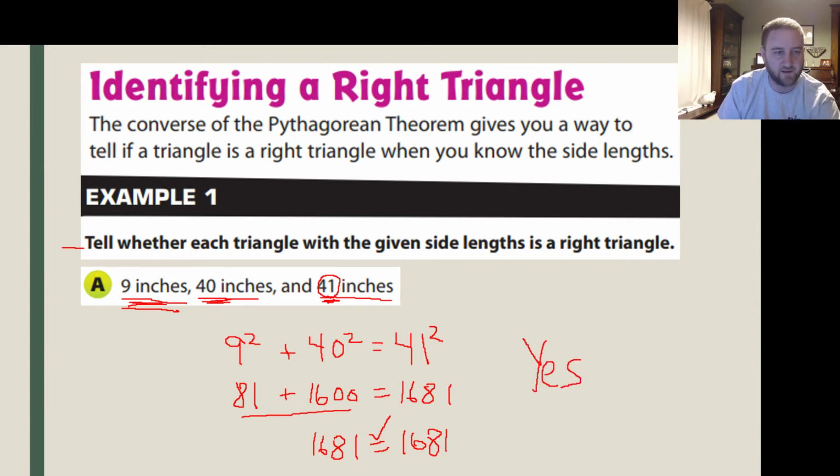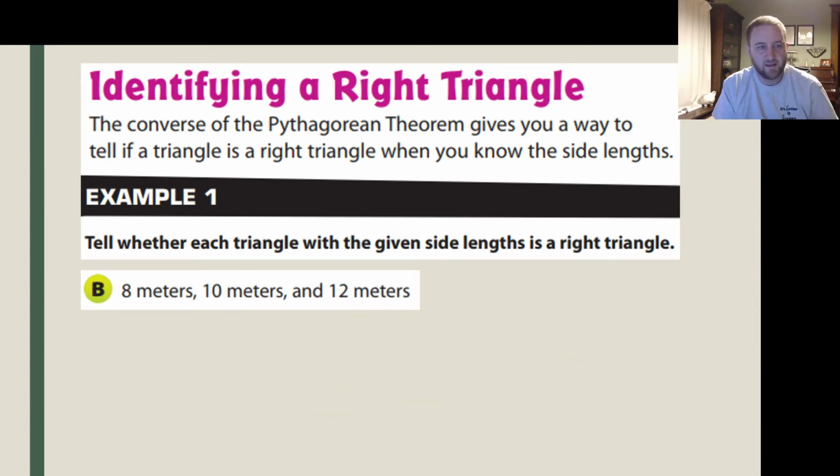Okay, let's look at this next example here then. It says tell whether each triangle with the given side lengths is a right triangle. Here we've got 8, 10, and 12.